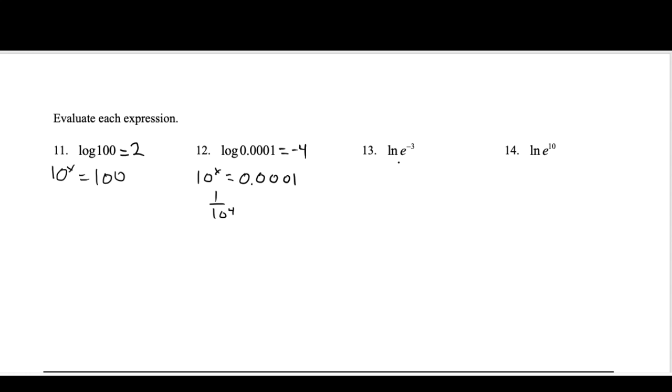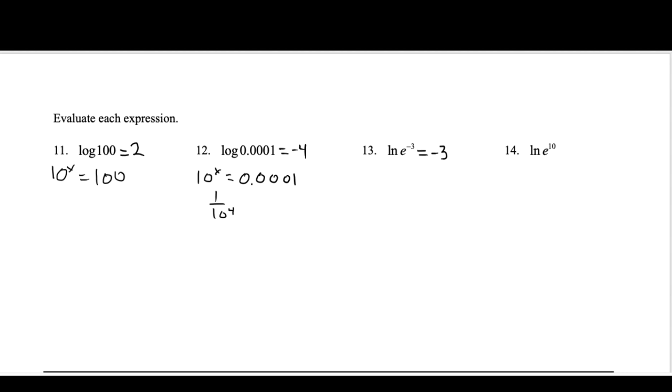ln of e raised to the power of -3. We would say e raised to what power gives me e to the -3? Clearly, that would just be -3. In this case, the argument of the logarithm is an exponential with a base that's the same as the logarithm itself, and so the answer will just be the exponent.